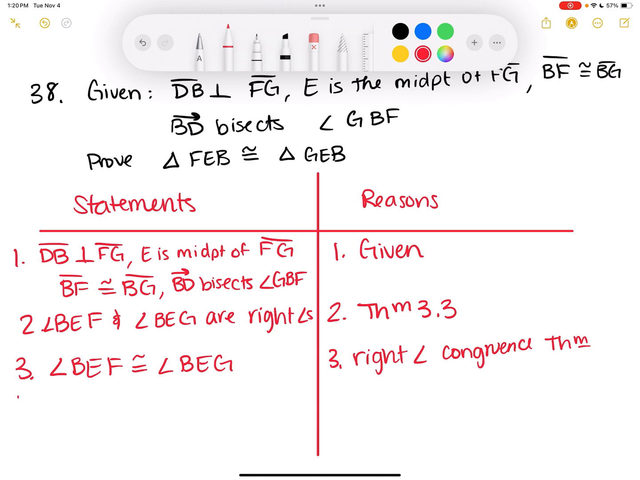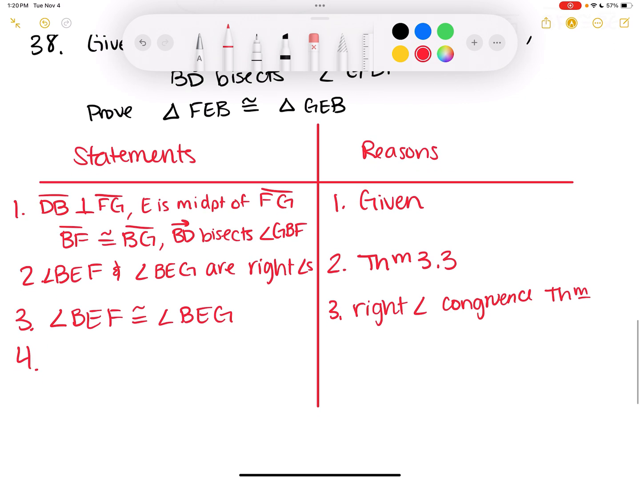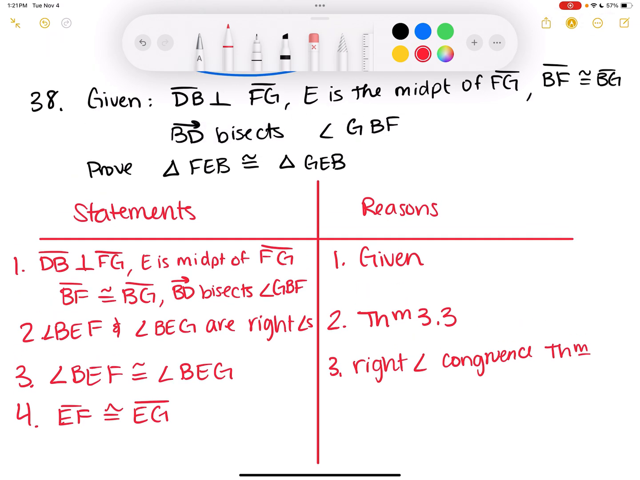All right, so the next thing I would say is that EF is congruent to EG. What allows me to say that? Look at your given information if you're not sure. Because E is the midpoint. Yep. So the reason would be the definition of a midpoint.